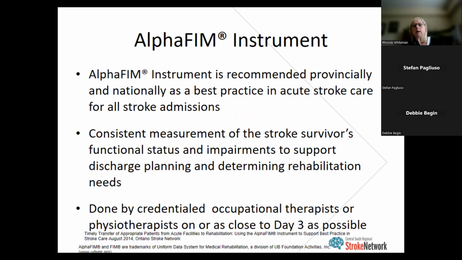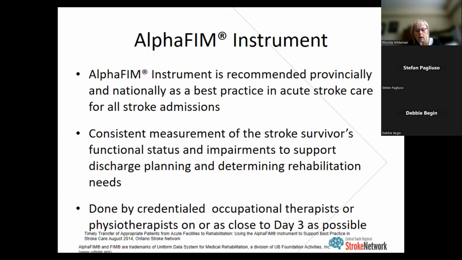Again, the Alpha FIM is a recommended tool provincially and nationally for all stroke admissions. It is a tool that provides a consistent measurement of the patient's stroke functional status and impairment. It really supports discharge planning and determines rehab needs. It is done by credentialed, typically occupational and physiotherapists on, or as close to day 3.